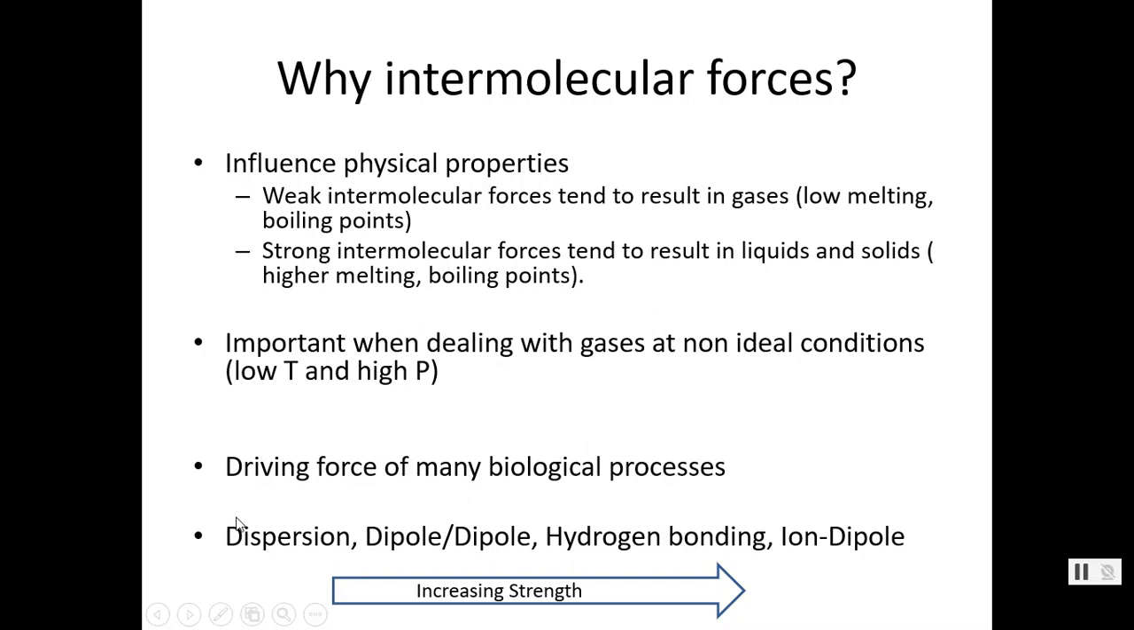The four types of intermolecular forces that we will talk about in this class are listed below here. They are called dispersion, dipole-dipole, hydrogen bonding, and ion dipole. We will start with dispersion first, but before we start with dispersion, we're going to take a little side review on the concept of polarity and dipoles, because for dispersion forces, and actually for dipole-dipole as well, you need to remember the concept of polarity and dipoles.